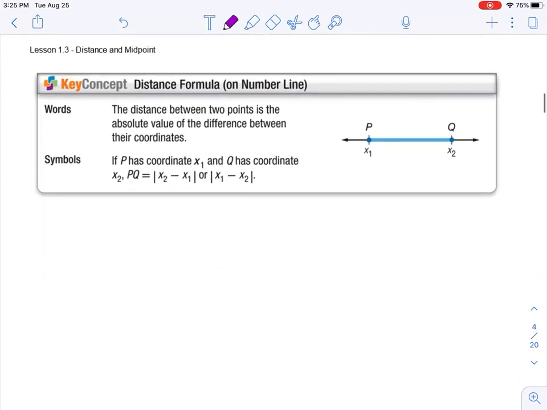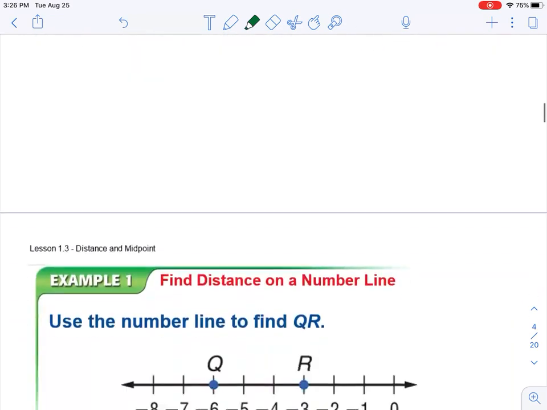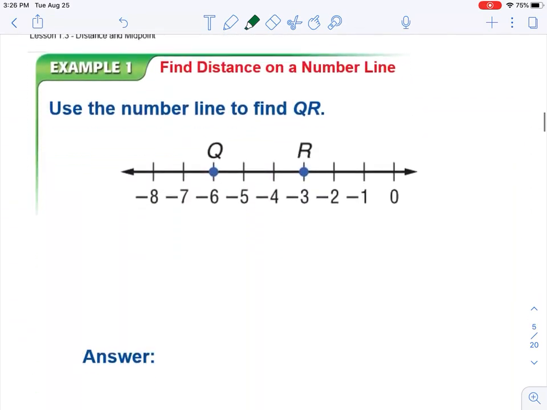So the distance formula on a number line is a little bit different than the distance formula on a coordinate plane. The distance formula on a number line is: the distance between 2 points is the absolute value of the difference between their coordinates. So you'll notice here we use x1, x2 instead of numbers, and that we have our absolute values to write them out. Let's go ahead and try one, so you can see how this works.